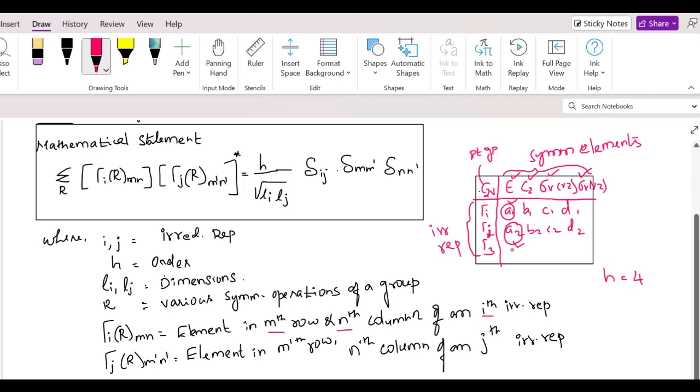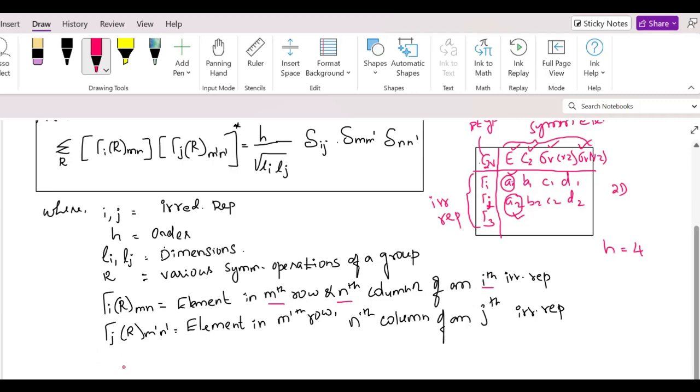The dimensions are given by the character of the irreducible representation belonging to the identity. Whatever character comes over here will be the dimension of that particular irreducible representation. If it is 1, then it is one dimensional. If the character for the identity is 2 for a particular irreducible representation, then it is 2 dimensional. All this we will discuss in future when we construct the character table. Hope you understood up to this point.